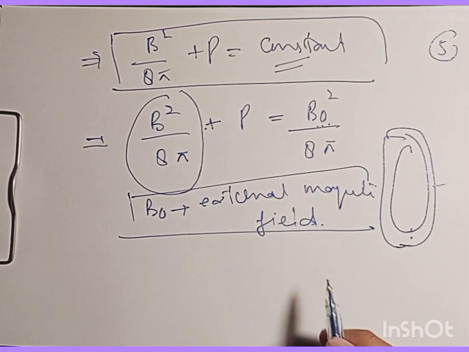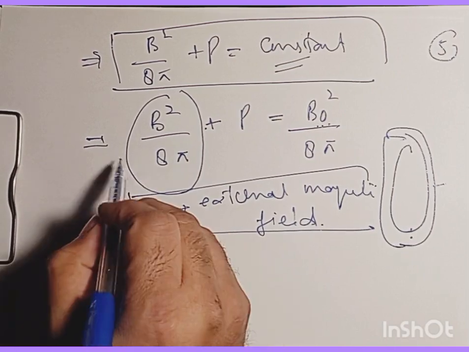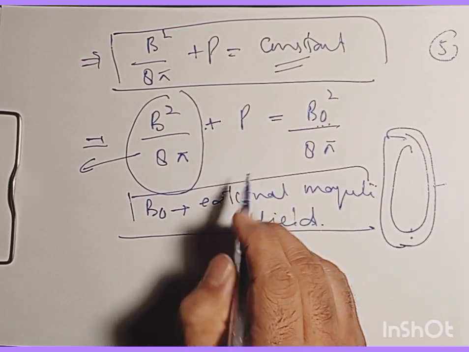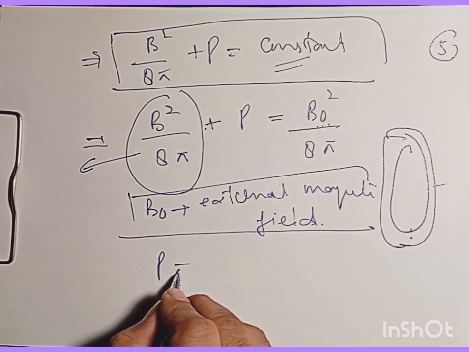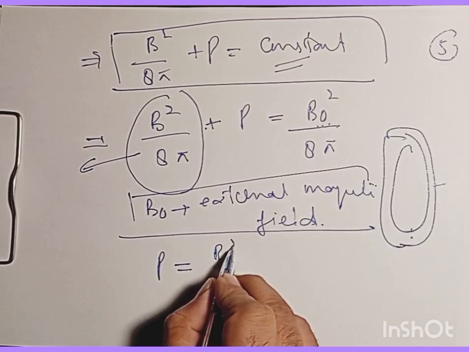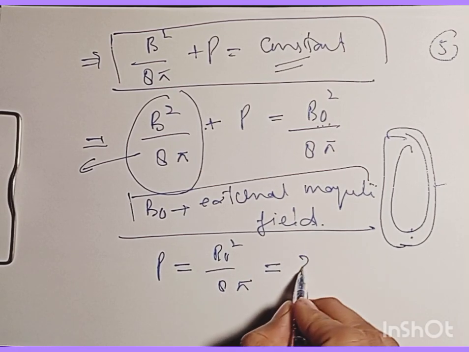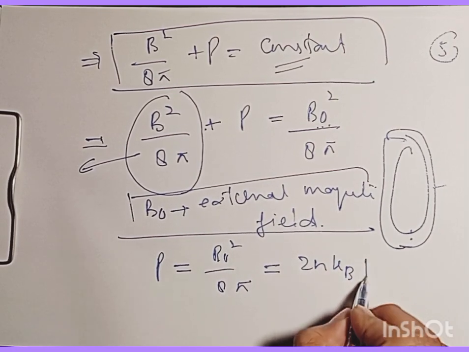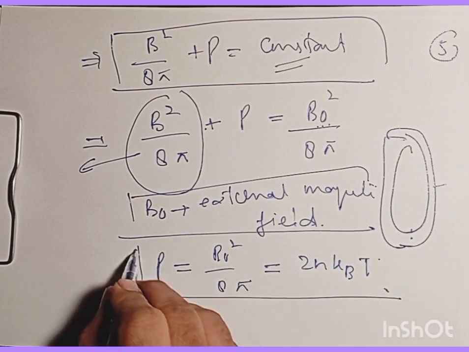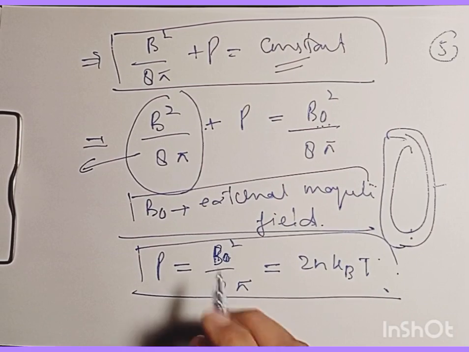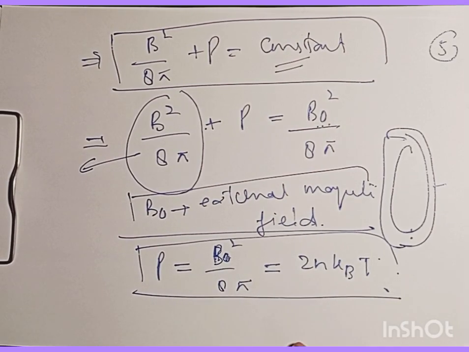So if the magnetic field within the plasma vanishes, what are we going to have? We are going to have this pressure equal to B naught square by 8 pi, and its value is 2nkT. Now from this equation we can calculate this B naught square. That's our job, and let's go with it.